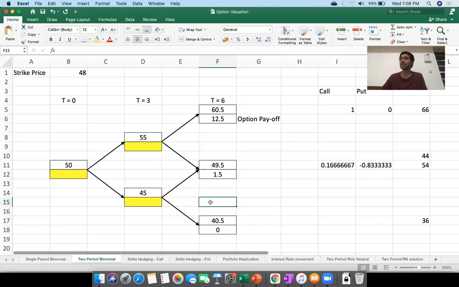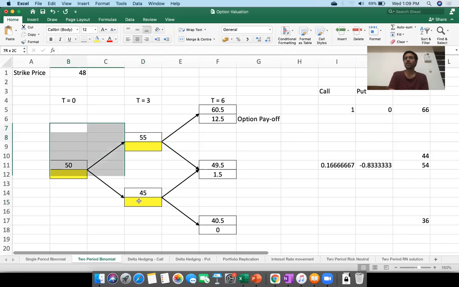We're not bringing t equal to 6 to today's terms. If we were doing that, then the discount rate would be for 6 months, right? But over here, we are bringing the value at t equal to 6 to the end of t equal to 3. So that's the reason we discount it only for 3 months.